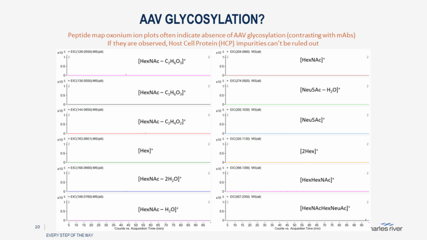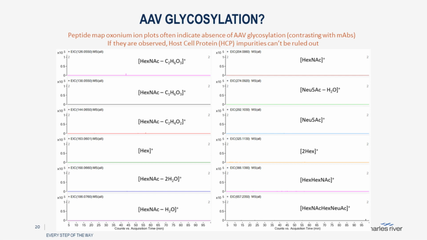Another consideration around AAV is that the question often comes up if AAV is glycosylated. One way of tracking glycosylation is, again, to look at the peptide maps carefully using what are called oxonium ion plots. What these are is a series of extracted ion chromatograms that are showing different fragment masses of sugars or sugar rings. And in this example, you can see there really is no data. So this is really showing that this AAV does not have glycosylation.